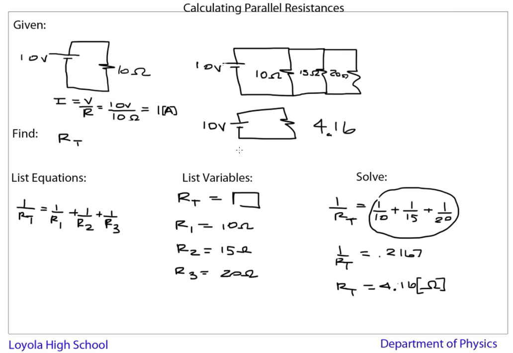The current in that circuit would be 10 divided by 4.16, which I'm calculating to be about 2.4 amps of current. So we're requiring this battery to give us twice as much current. So it has to be a heavy-duty battery or something like that. This is amperes. Twice as much current, more than twice as much current than before.